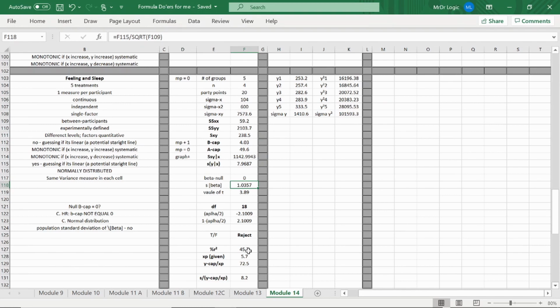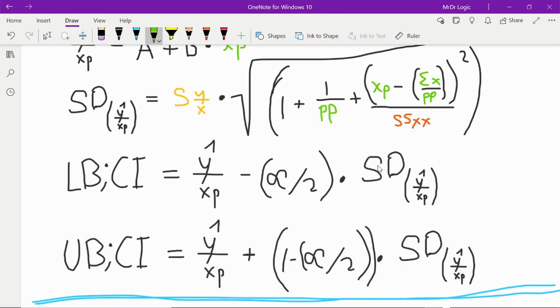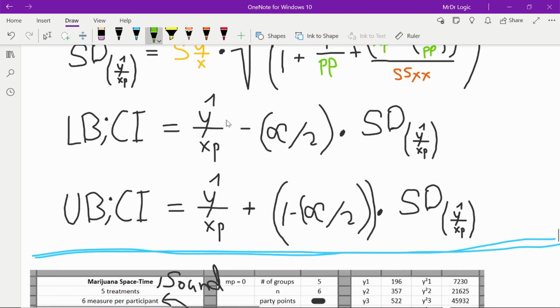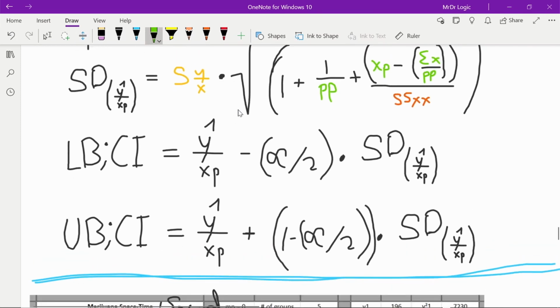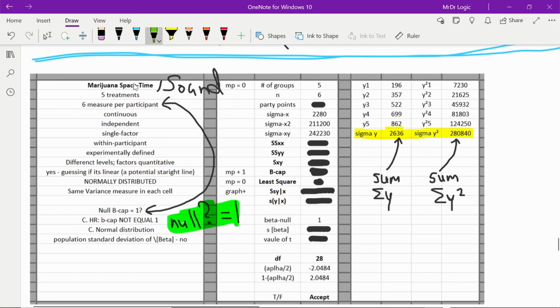SD, right? Yep, it's pretty much the same. So it's pretty much the same here. And yeah, let's continue over to the last one, which is marijuana space-time sound.